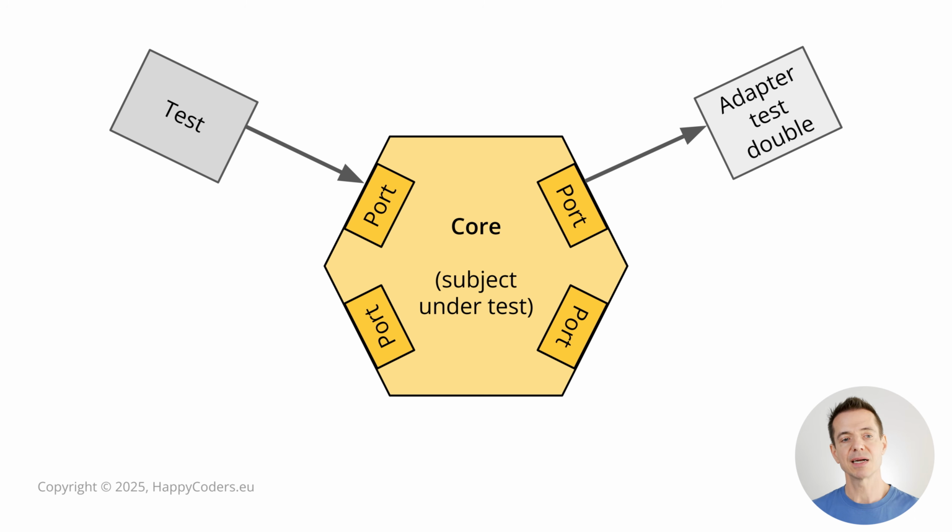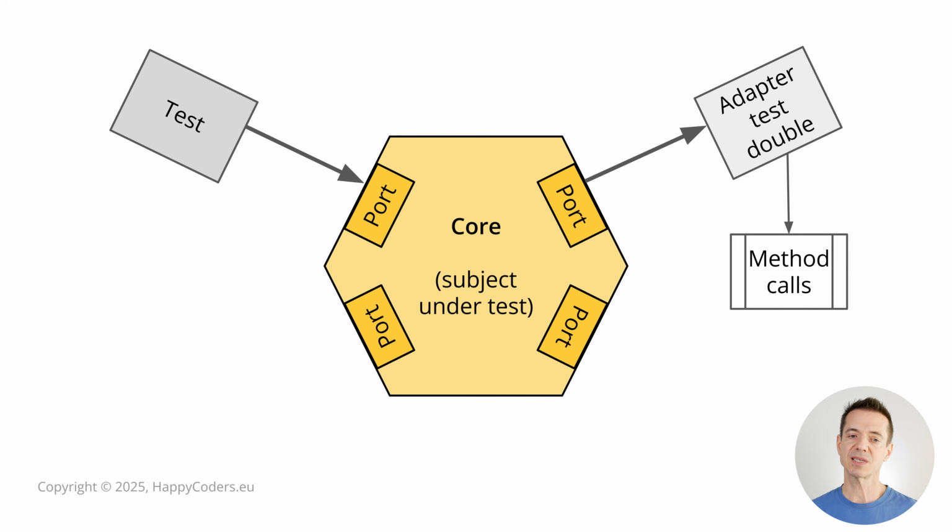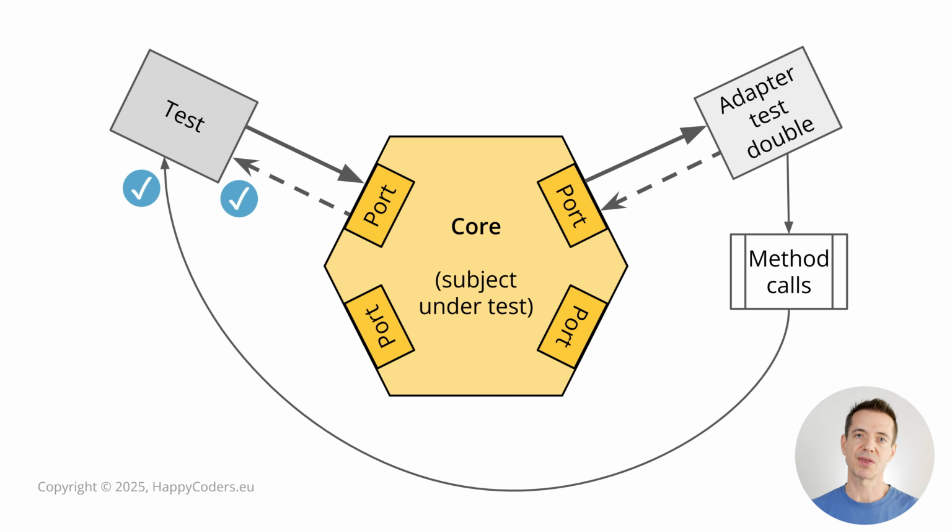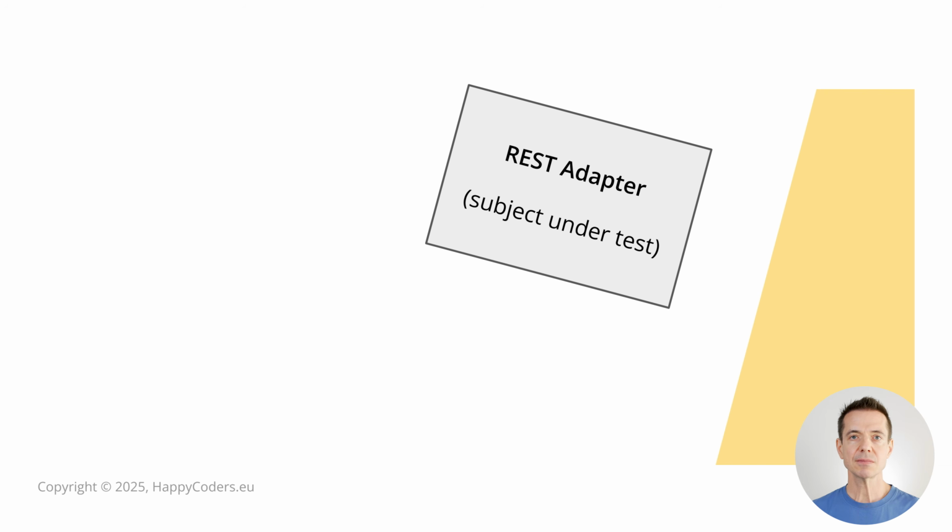The test double, in the role of a spy, records the calls coming from the core. And in the role of a stub, it simulates responses from the adapter. The test then verifies the response of the application core and the recorded interaction with the adapter. We can not only test the business logic in isolation from the adapters, but also, conversely, test the adapters in isolation from the business logic.